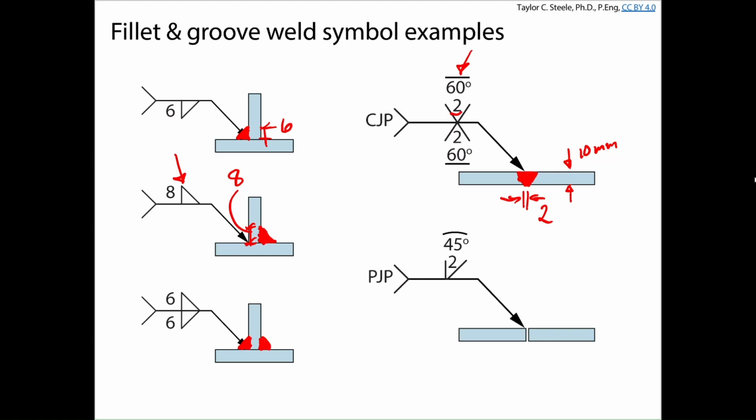PJP is similar, except instead of having both sides beveled, we're just going to grind out one side. The root opening's the same. Here, if we've got a 10 millimeter plate and we're not doing a complete joint penetration weld, we're going to do a partial joint penetration.